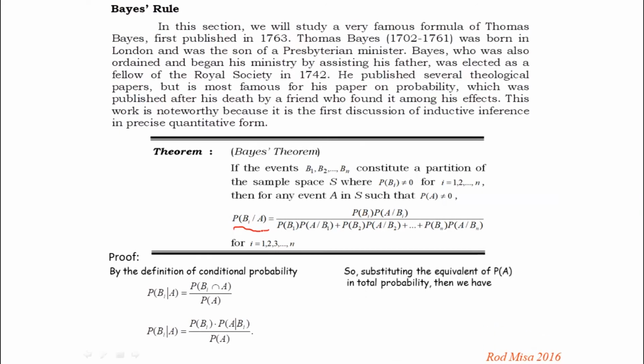But the denominator is the total probability of A. So therefore, substituting the total probability of A in the denominator, the probability of B sub i given A is equal to the probability of B sub i times the probability of A given B sub i, divided by the total probability, which is expressed in the Theorem of Total Probability for A, which is the probability of B sub 1 times the probability of A given B sub 1, plus the probability of B sub 2 times the probability of A given B sub 2, plus and so on and so forth until the last product, which is the probability of B sub n times the probability of A given B sub n. And the resulting equation forms the Bayes theorem.